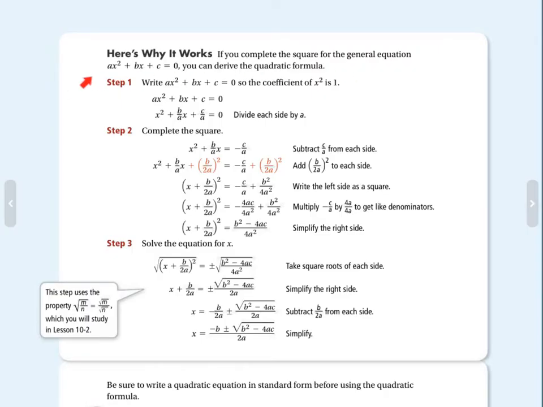This piece is more for your edification. Here's why it works. I'm not going to make you generate this. I'm not going to make you memorize this. But here's why it works. If we take your quadratic equation, the coefficient of x squared is 1, right? And basically the idea is we work to solve.